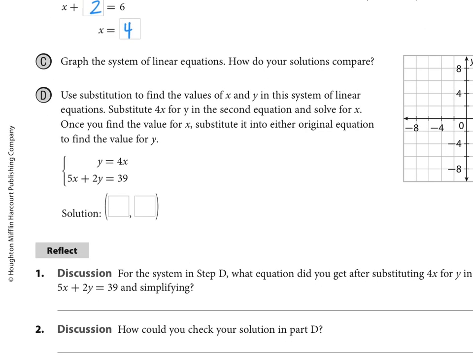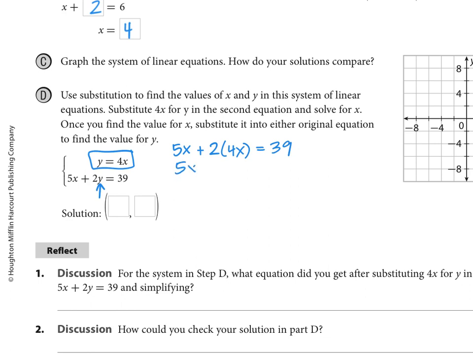In part D, now you see these two equations right here. So this is slightly harder. If y is equal to 4x, this time we don't know the actual value of y, but we know that y is the same as 4x. So instead of y, right here in the other equation, we can put 4x. It's going to be 5 plus, instead of 2y, it's 2 times 4x, and that equals 39.